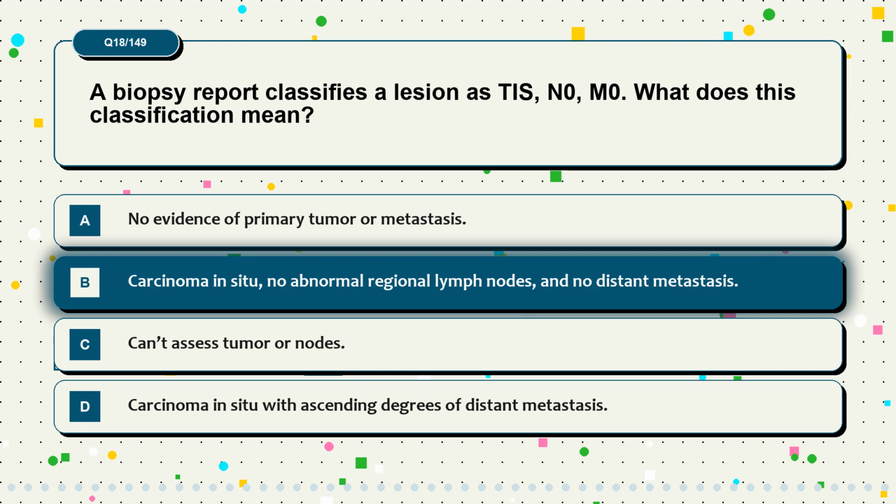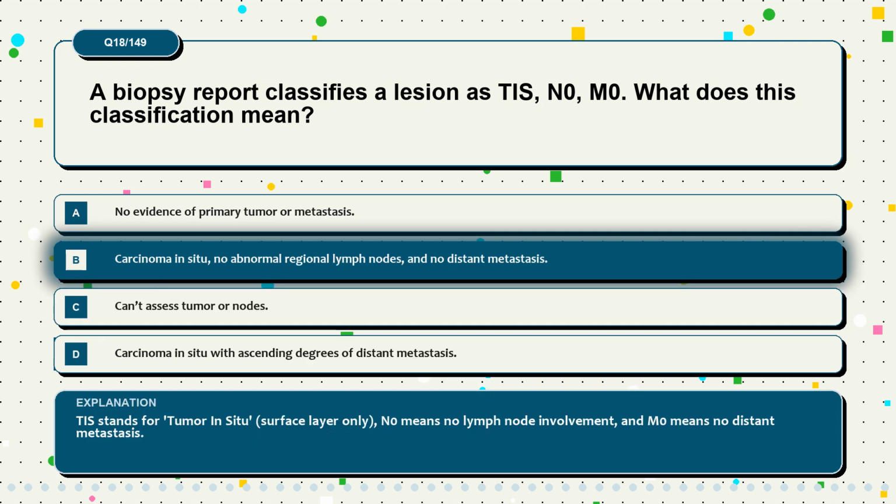The correct answer is option B, carcinoma in situ, no abnormal regional lymph nodes, and no distant metastases. TIS stands for tumor in situ, surface layer only. N0 means no lymph node involvement, and M0 means no distant metastases.